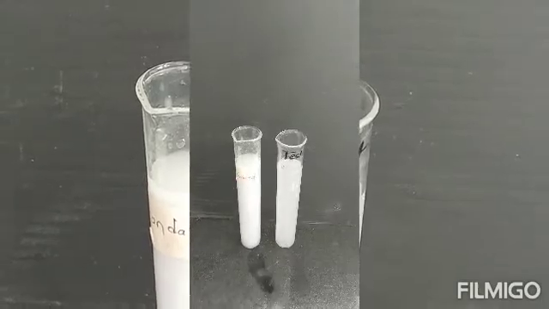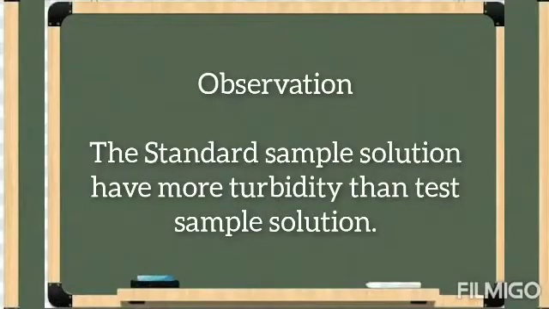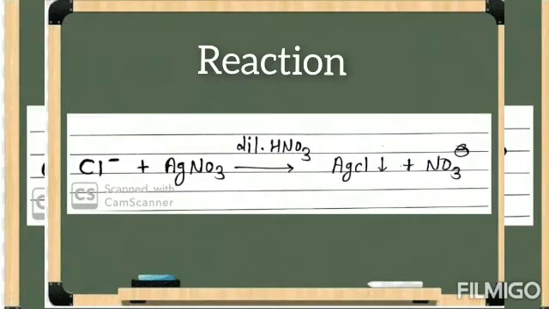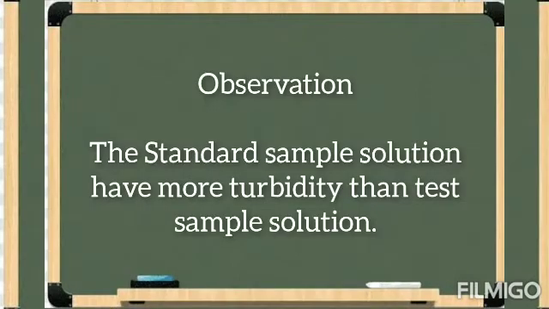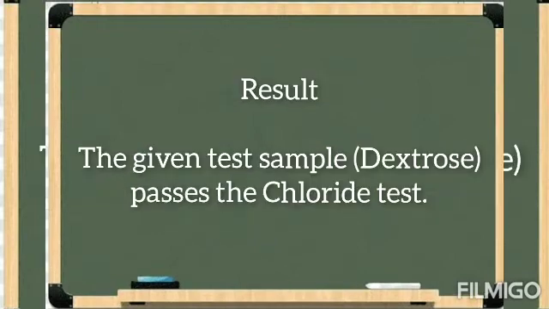Here we can see more turbidity in the standard solution than the test solution. Therefore, the observation is the standard sample solution has more turbidity than the test sample solution. Then result: the given test sample, that is dextrose, passes the chloride test.